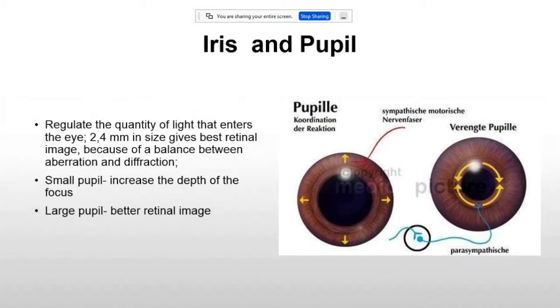And what's the importance of the pupil? It regulates the quantity of light that enters the eye. So you see a very, very small pupil when there is bright light, and this is some photoprotection of the retina. And the pupil dilates when it's dark outside to let more light into the eye.